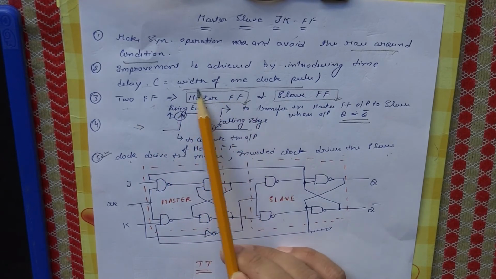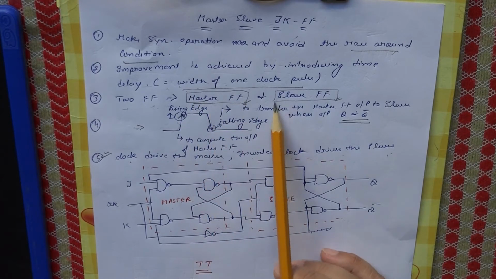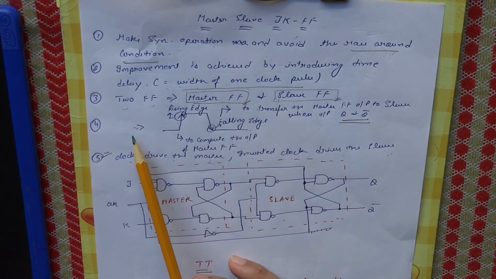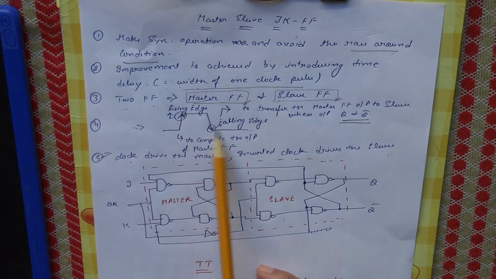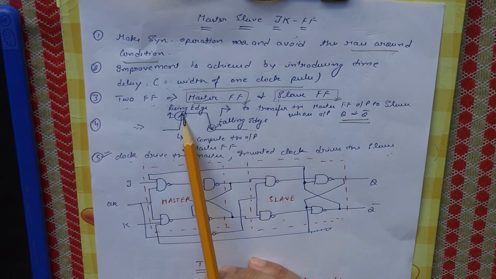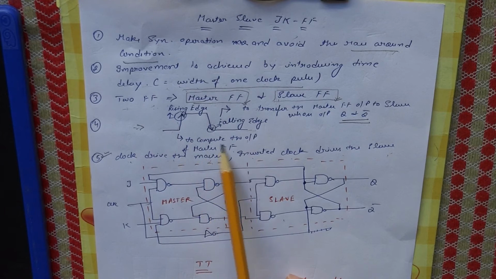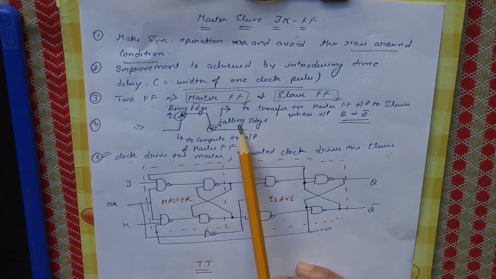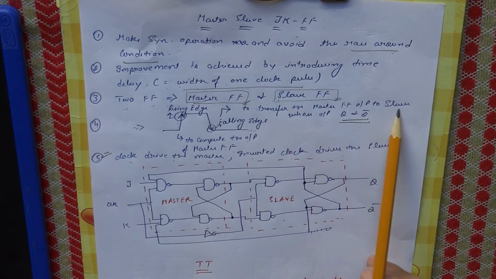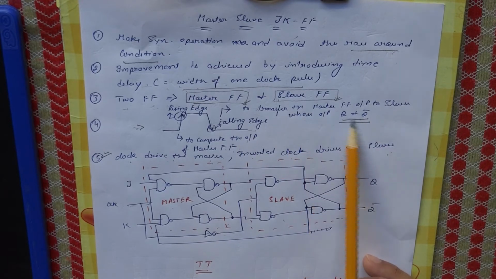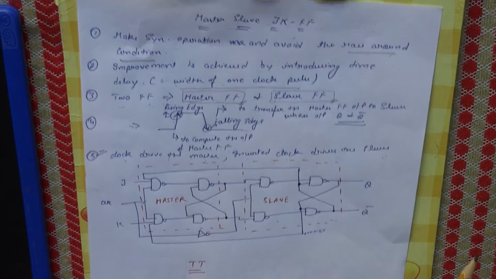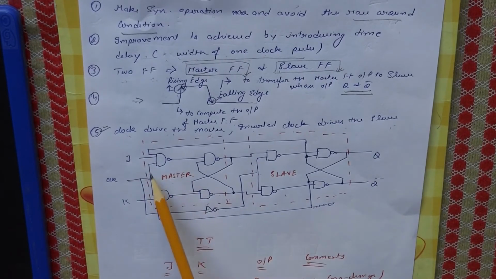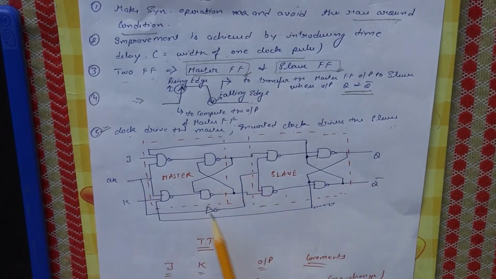Basically the first flip flop is referred to as the master and the second flip flop is referred to as the slave. The rising edge of the clock pulse drives the computation of the output of the master flip flop, and the falling edge of the clock transfers the master flip flop output to the slave, whose outputs are Q and Q bar. Here you can see in the figure, it is a combination of two flip flops.